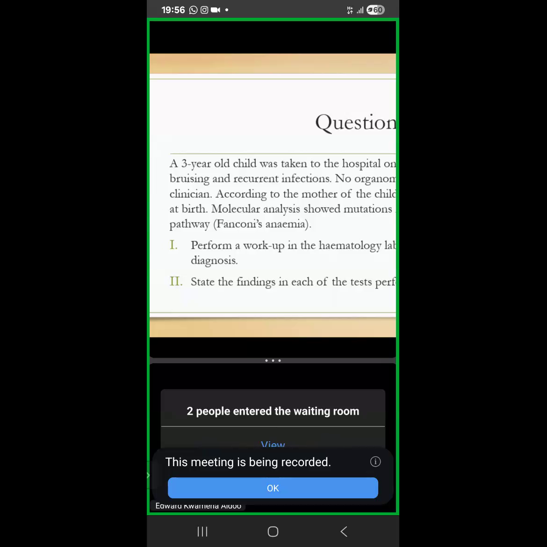What would be your expectation? The full blood count, we are just checking if the person has low hemoglobin, low white blood cells, and low platelets, or maybe the MCV.